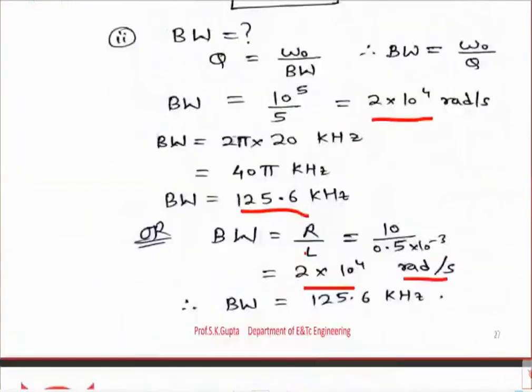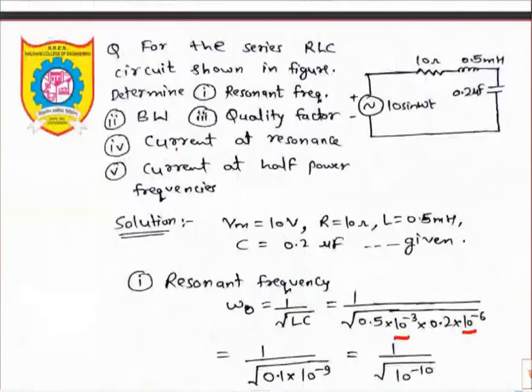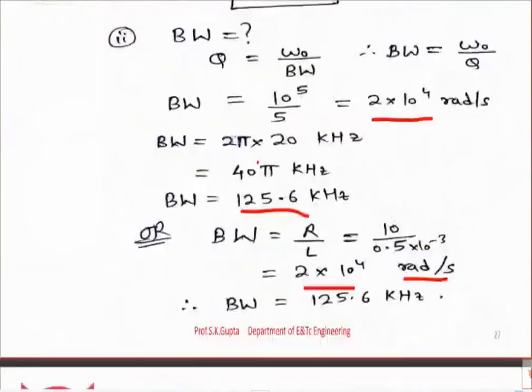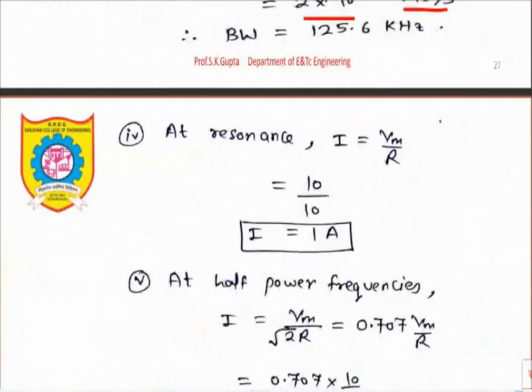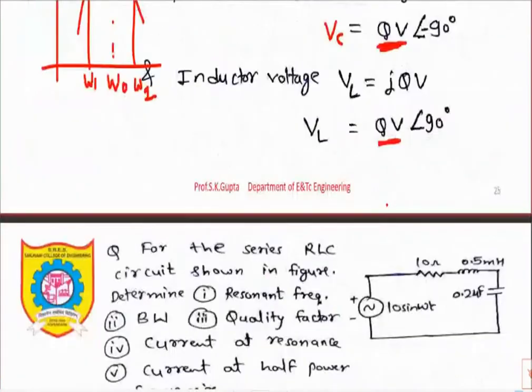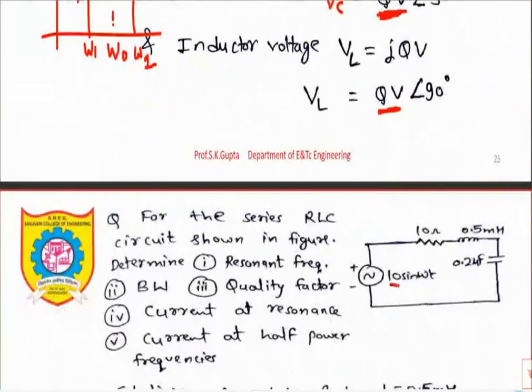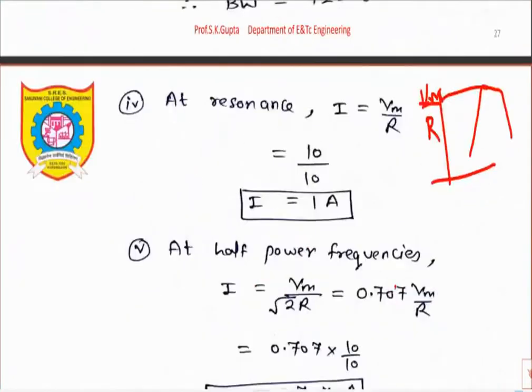Okay. We have to determine the current at resonance. So current at resonance is Vm upon R. We have seen the graph of current. Its value at resonance is Im equal to Vm divided by R. Vm is 10 volt, as you can see in the question. Peak amplitude of voltage is 10 volt. And R is 10 ohm. So Vm divided by R comes out as 1 ampere. So current at resonance is 1 ampere.